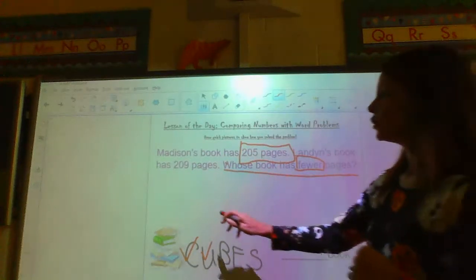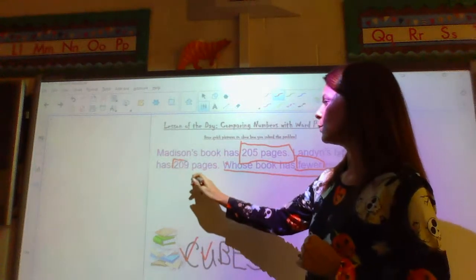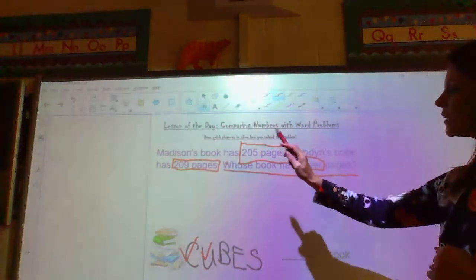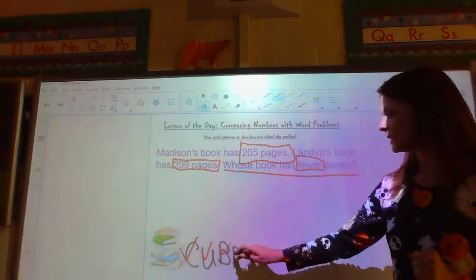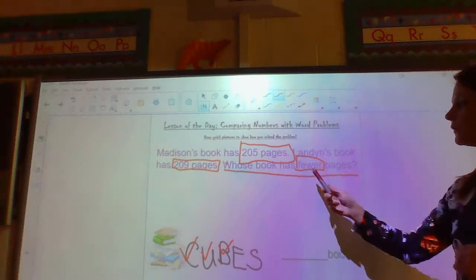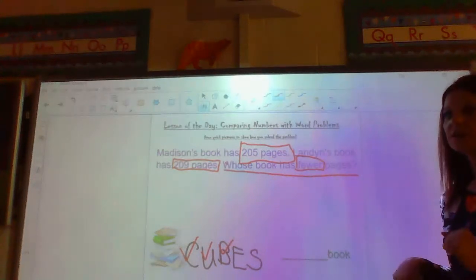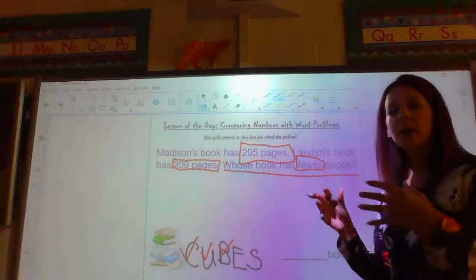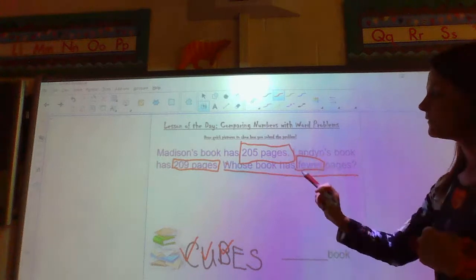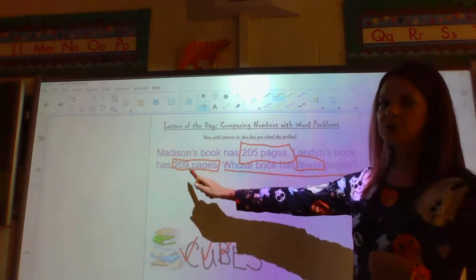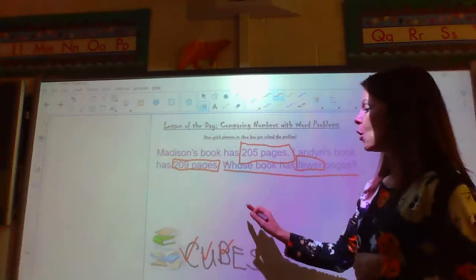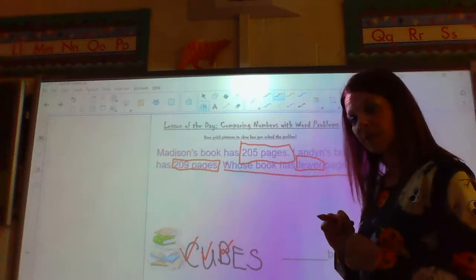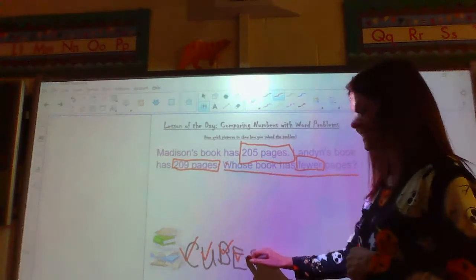Landon's book has 209 pages. So we will also box that. So we boxed our key information. Now let's evaluate. We are looking for whose book has fewer pages. So just like when we're talking about greater, now we're talking about fewer, we are comparing. They gave us the numbers 205 and the number 209. So we are going to write our numbers one above the other in order to look at the place value to compare. So we've evaluated by deciding that.